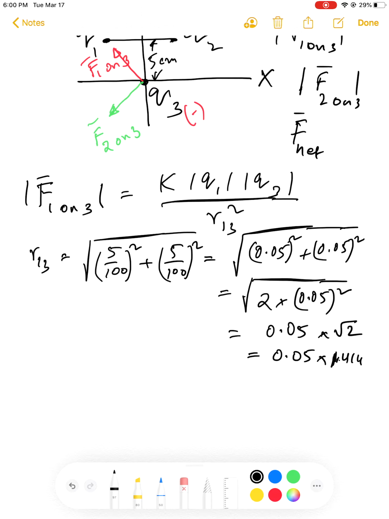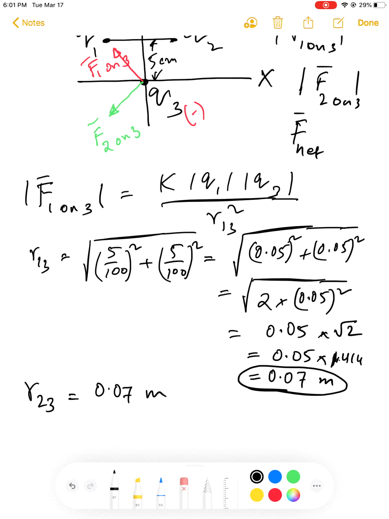When you calculate this, it's going to give you 0.07 in meters. Remember, we have to do everything in SI units, so we have converted the centimeters into meters. Once we know R13, we can similarly find R23 as well, and that will also give us 0.07 meter.